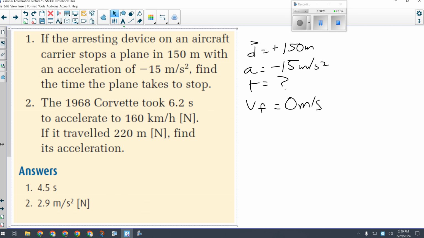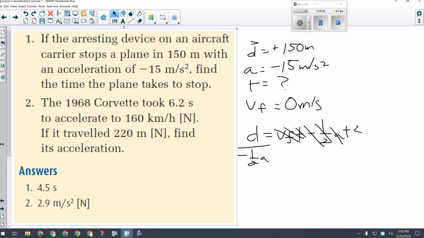So when I'm looking at this formula, I've got D equals VF times T minus 1/2 AT squared. I'm trying to solve for time. So the first thing I'm going to do is take this out, but I'm going to leave that negative there. Rather than leave a 0 in there, I'm just going to leave the negative in there. And I'm going to solve for T. So that means I'm going to have to divide both sides by negative 1/2 of A.